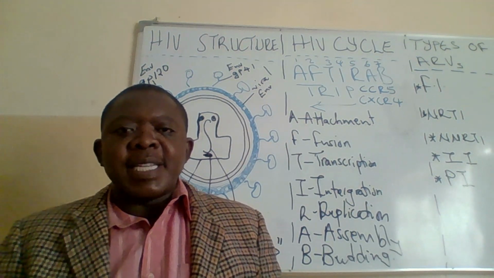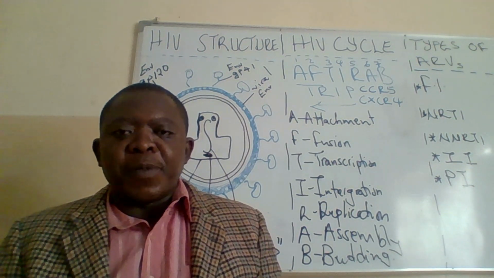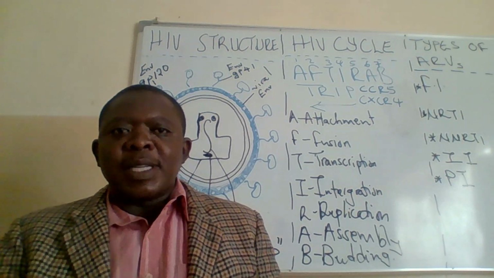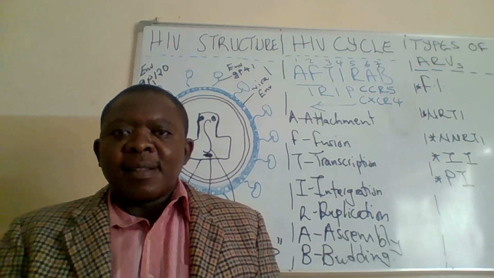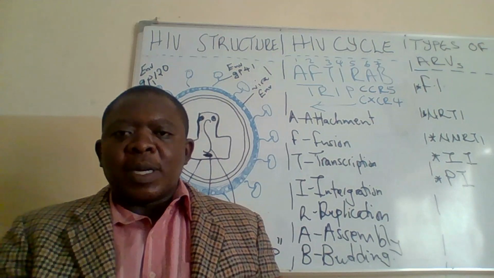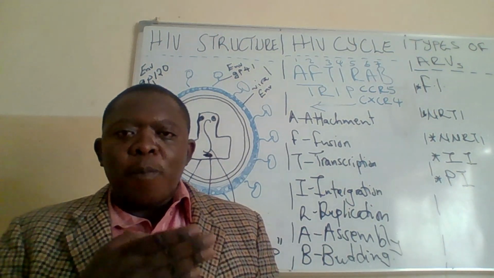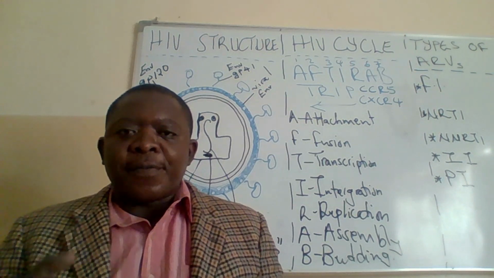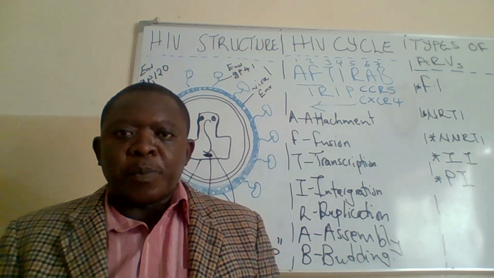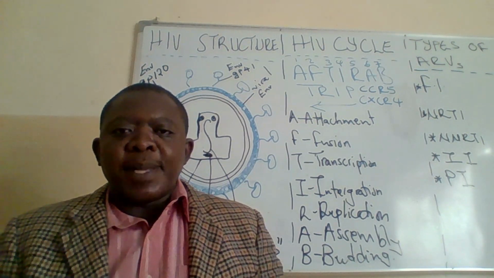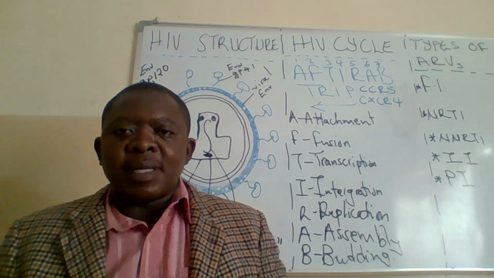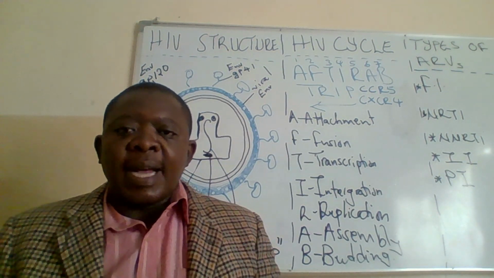So in duplication, we have the protease enzymes that are going to cut the new proteins that are now being formed. They are going to be cut into small pieces that are required for the new virus to be formed. So when these proteins have been cut, they assemble. That takes us to the next stage, assembly.